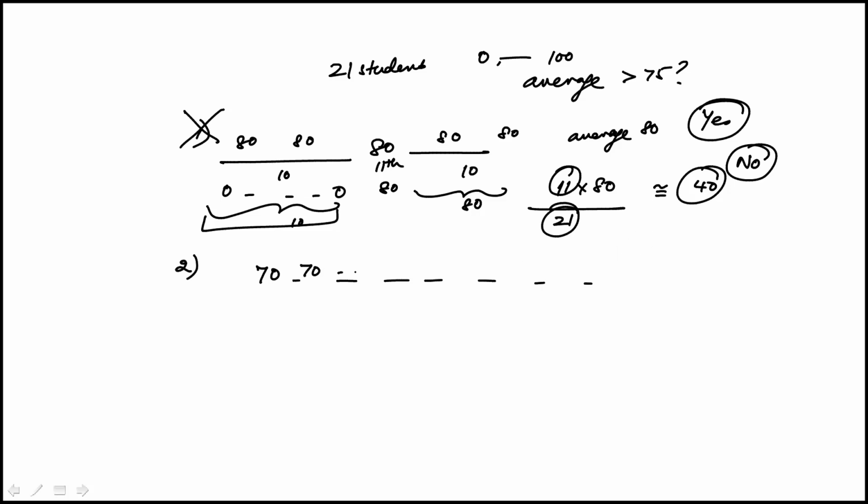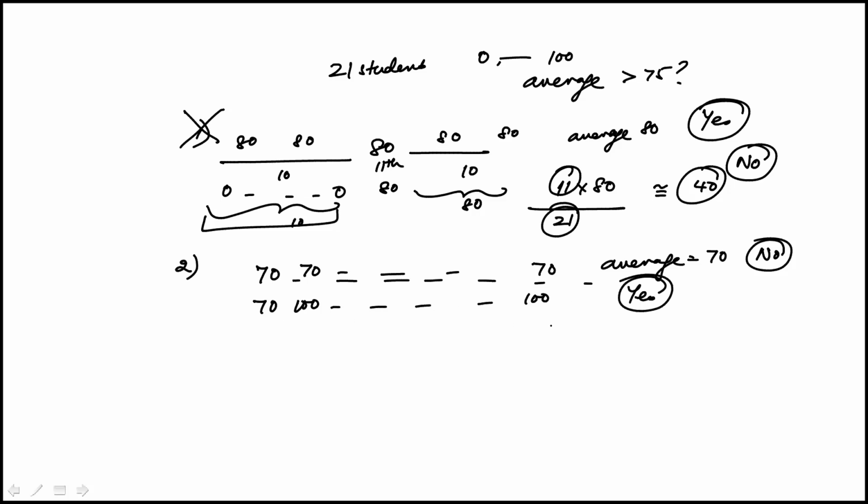So if they were all 70, then the average is 70, in which case the answer is no, the average is not greater than 70. And if the least was 70 and the remaining were all 100, then yes, the average will exceed 75. So 2 alone is insufficient.